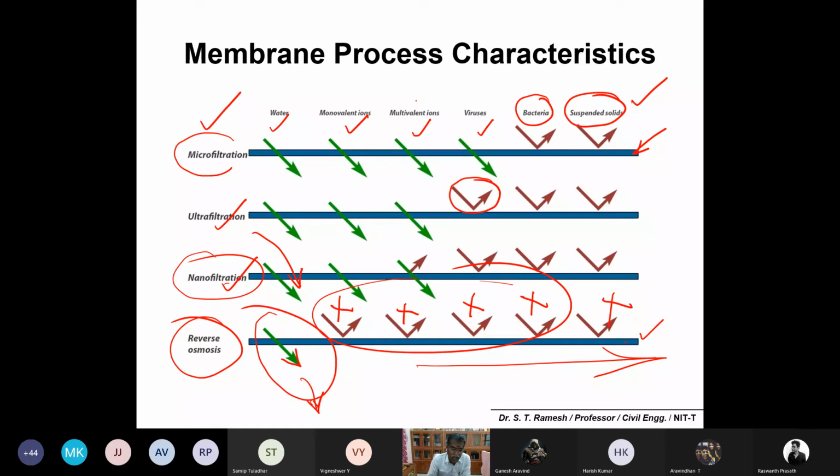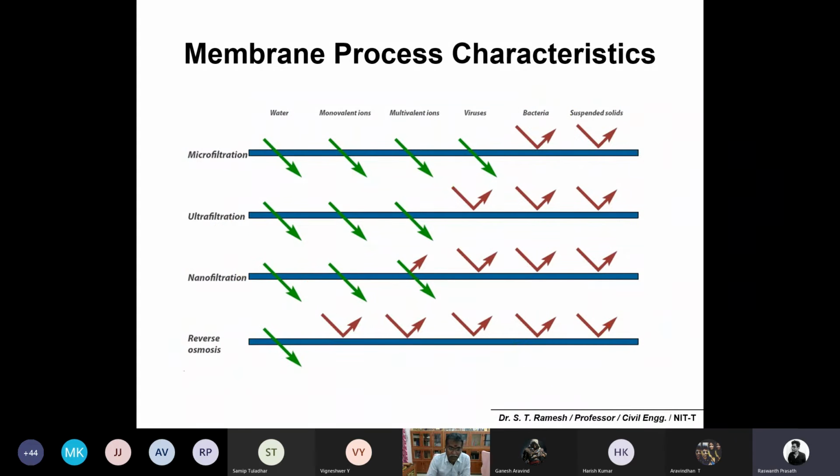If you use electrical energy, that is called electrodialysis. And if you use a concentration gradient difference, that is called reverse osmosis or other treatment options. Is it fine? Yes, sir. Yeah, this is the only difference.